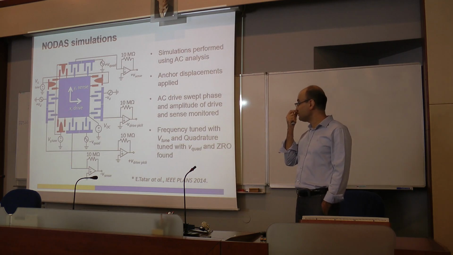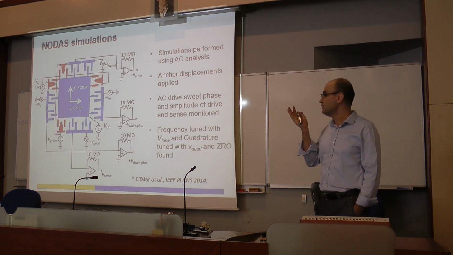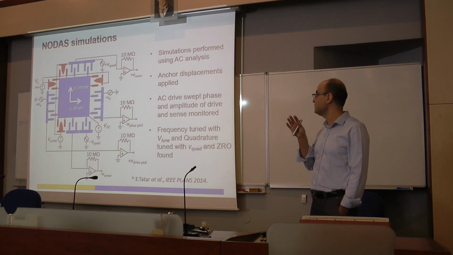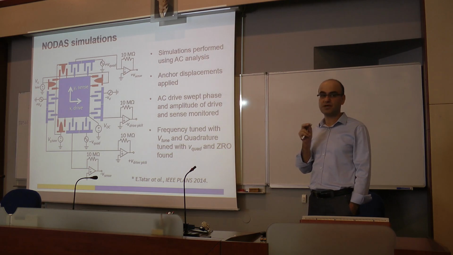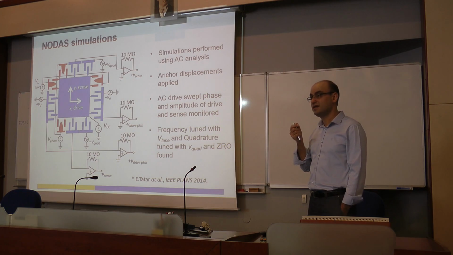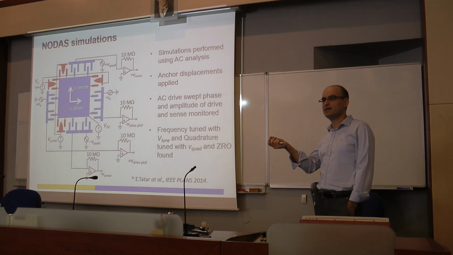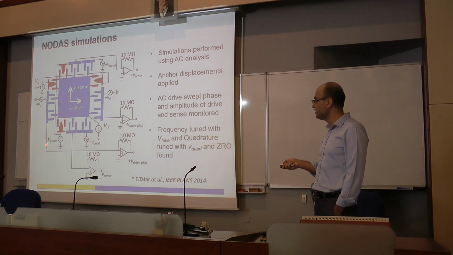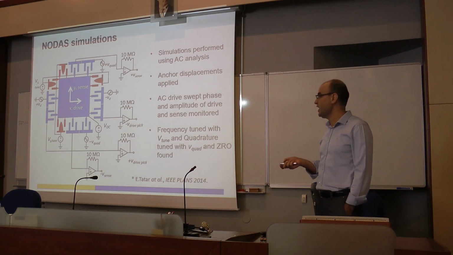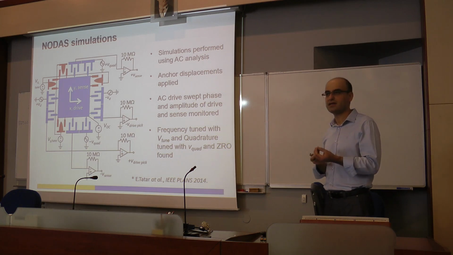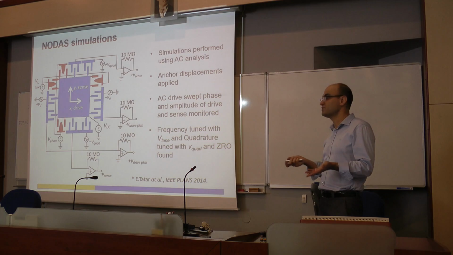We also developed a simulation scheme to simulate this, because using finite element analysis, you can simulate the frequencies and such, but if you want to include the electronics, it becomes very confusing and very difficult. So for that reason, we use Cadence, and we first run a finite element analysis. We get our anchor displacements, and then we input them into Cadence, and Cadence has the behavioral model of our gyro. Using that behavioral model, I can use the entire Cadence. I can do AC analysis, transient, DC analysis, whatever I want.